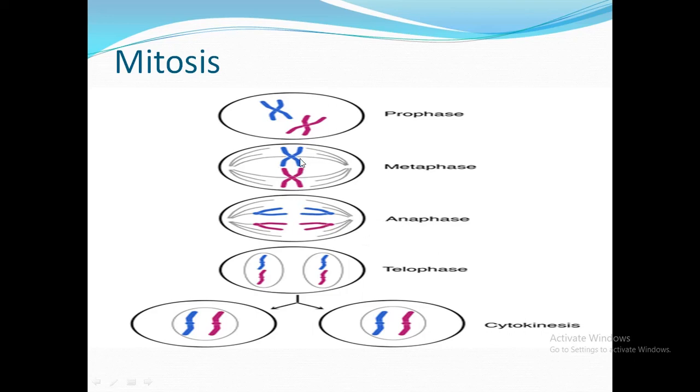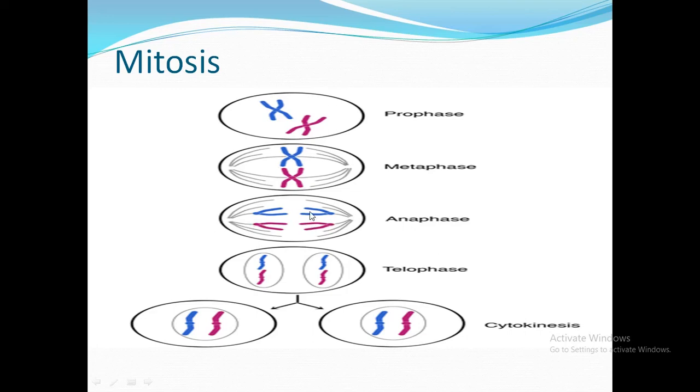So in anaphase, what happens? These spindle fibers pull the sister chromatids to opposite poles. Here you can see, this sister chromatid comes to this pole, and this sister chromatid comes to the opposite pole. The same thing happens with the other chromosomes also. So during anaphase, the sister chromatids are separated. They are pulled apart with the help of these microtubules or spindle fibers.